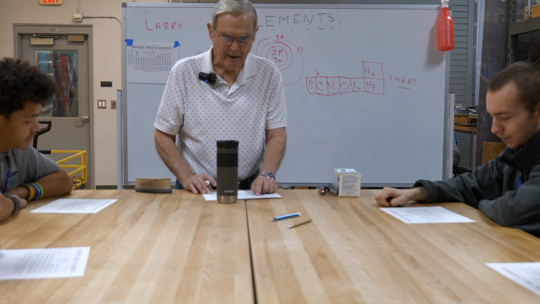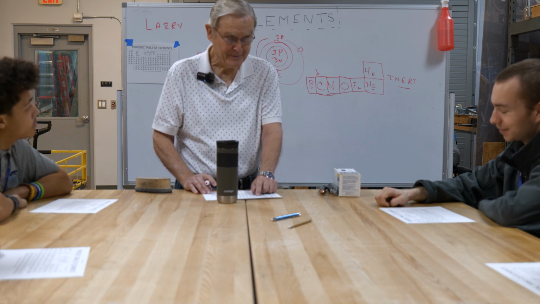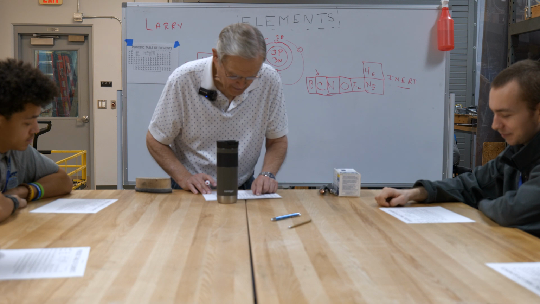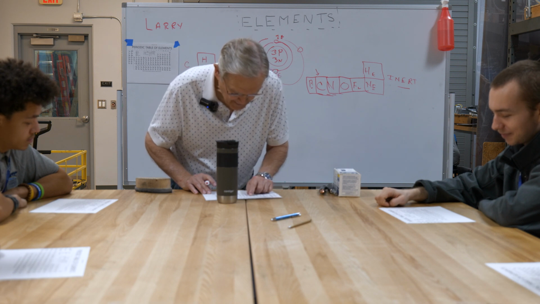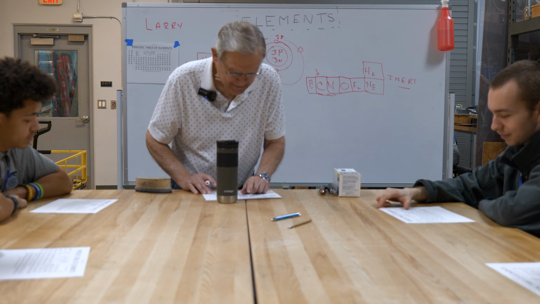Chromium. Now you wonder where the bikies get their chrome from? This is where they get the chrome. Manganese. 26 is Fe, iron. And then we have two here, cobalt and nickel.